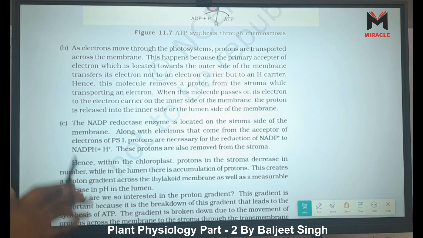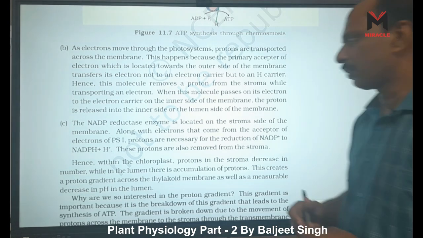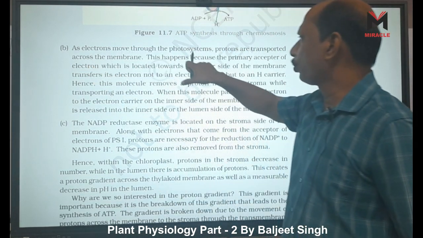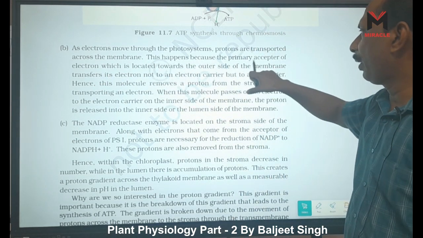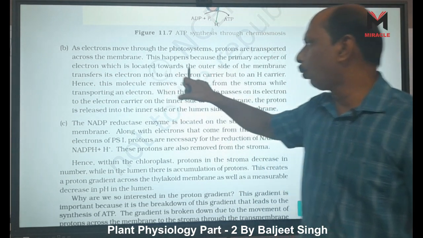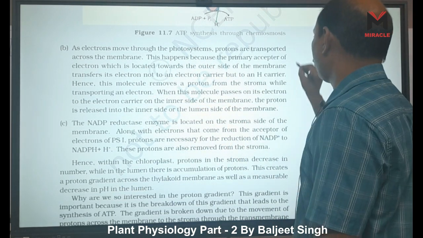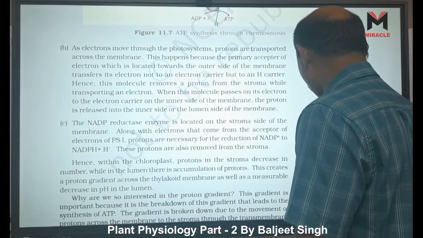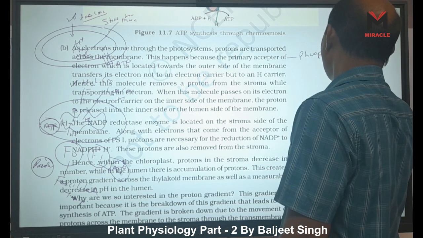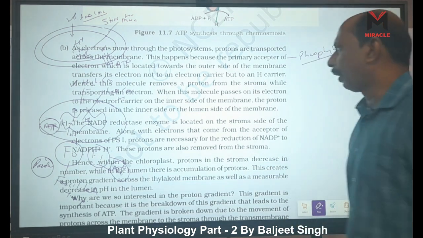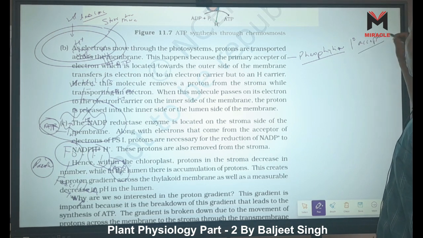Second, as electrons move through the photosystem, when water is splitting, the electron is transported from PS second to PS first. So as the electron moves through the photosystem, protons are transported across the membrane. This happens because the primary acceptor of electron is located toward the outer side. Which one is the primary acceptor of electron? It is called pheophytin, PHEO, the primary acceptor of electron, right?